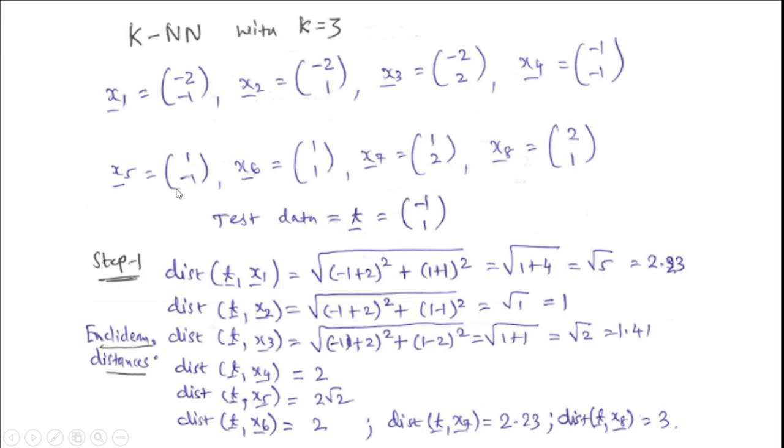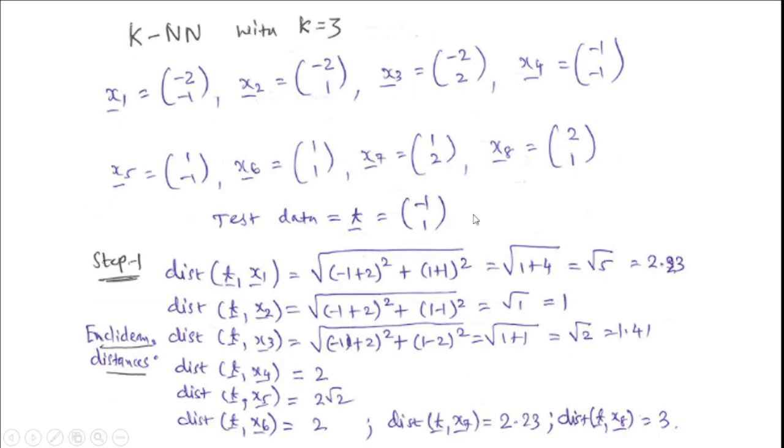Look here, the KNN algorithm with K equal to 3, you have 8 data points, and the ninth test data is -1 and 1. Now I am going to use the equivalent method to find the distance between test data and the first point -2 and 1, and -2 and -1.